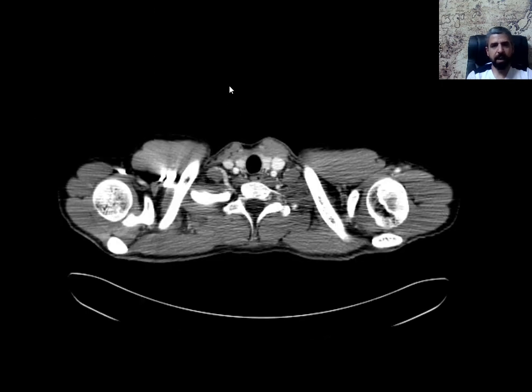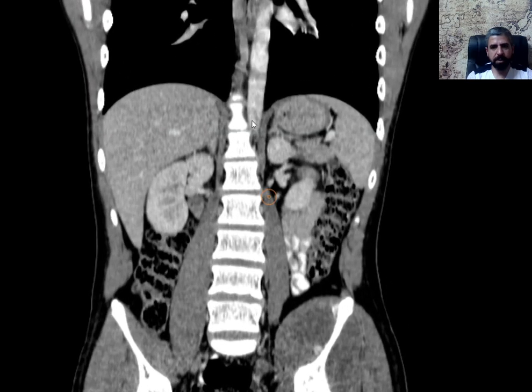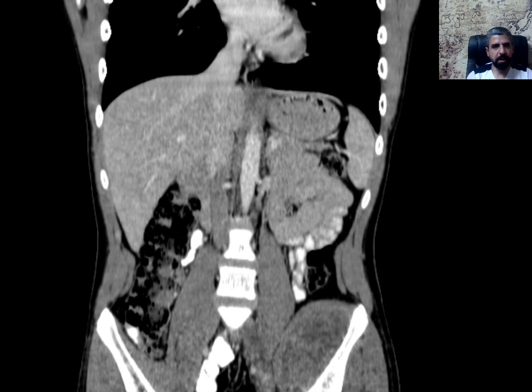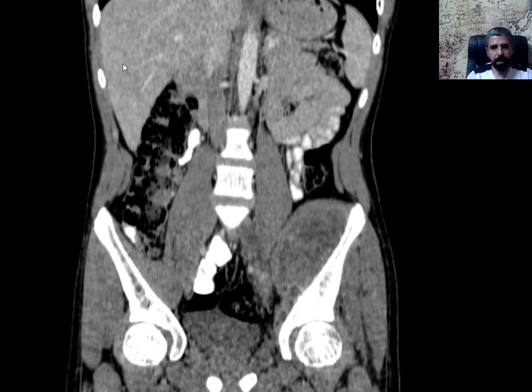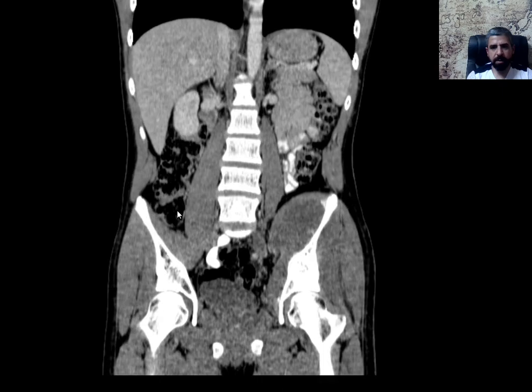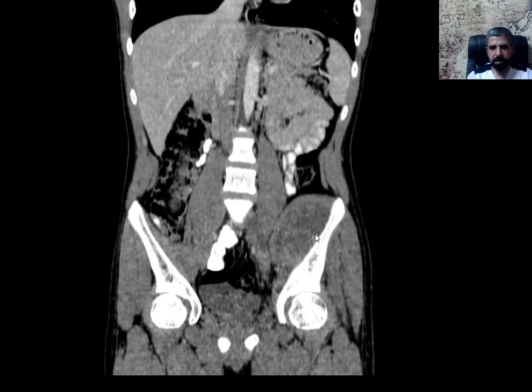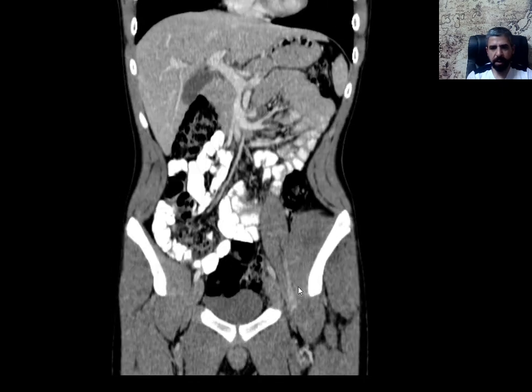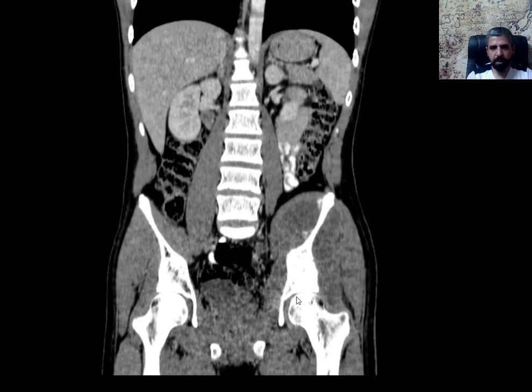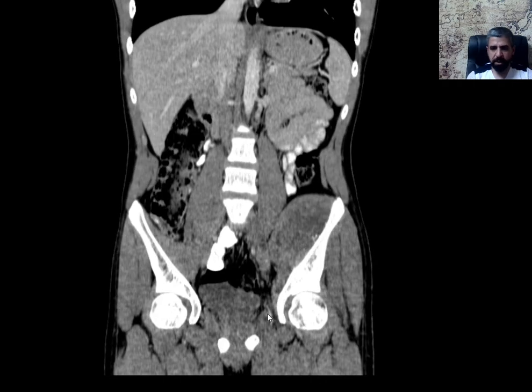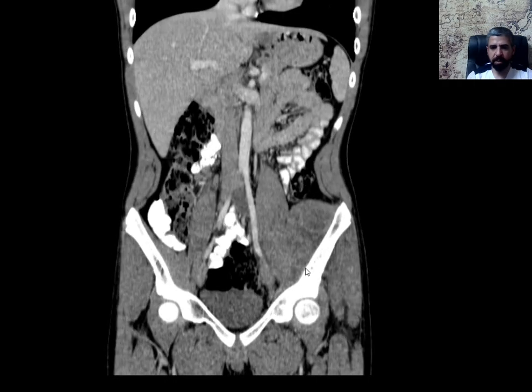Sorry, and let's see the coronal images. Just a second. Yeah, okay. And you can see here, this is the mass that I'm talking about, and you can appreciate its relationship. The mass, of course, is heterogeneously enhancing with a central necrosis.